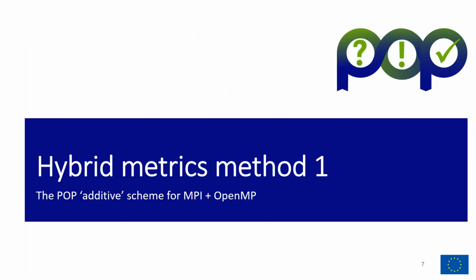So now we're going to be talking about the first method. We refer to this as the POP additive scheme for MPI and OpenMP to differentiate it from the second scheme, which Jude will be talking about, which we call the multiplicative scheme.